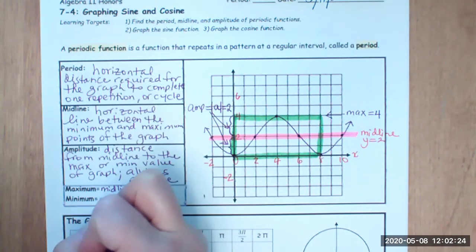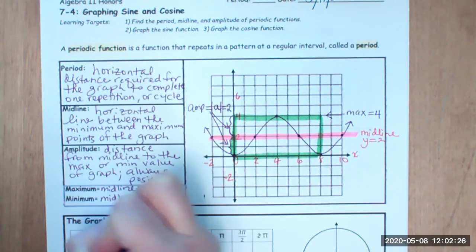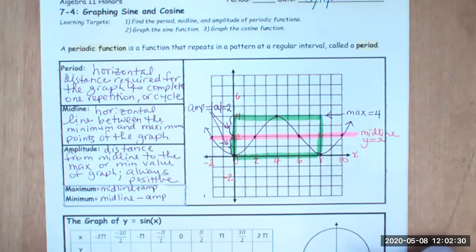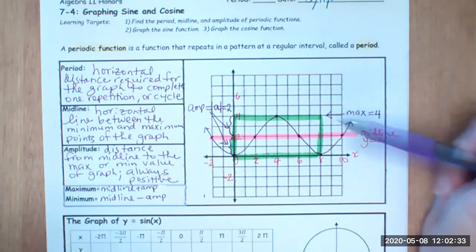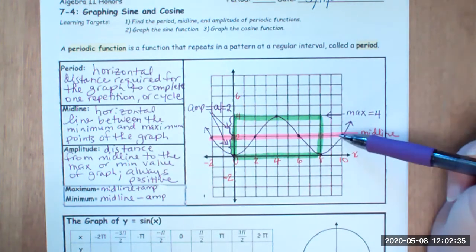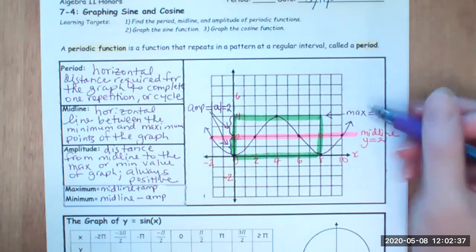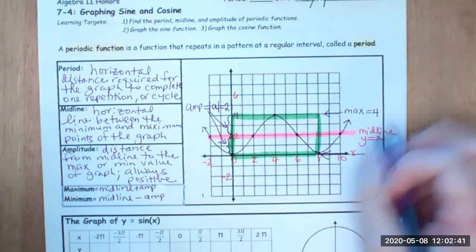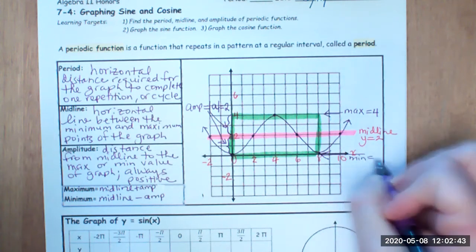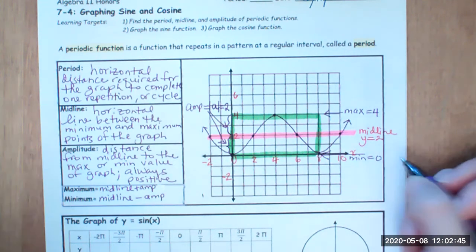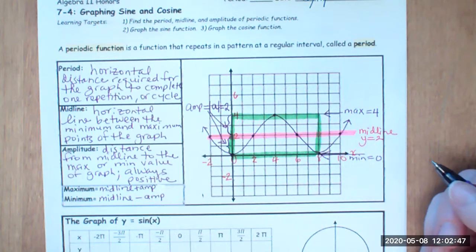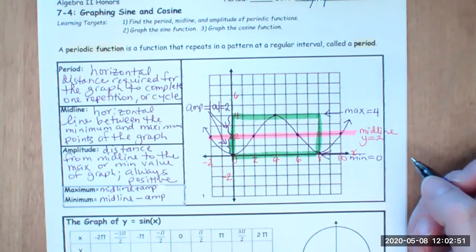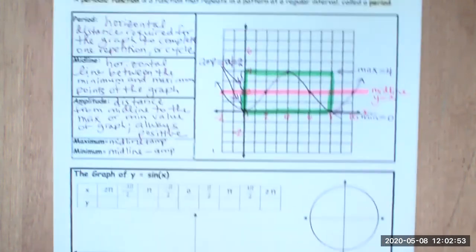Okay, so then we're going to have here the midline minus the amplitude will give us the minimum. So of course, in this particular case, we have the midline is at 2, the amplitude is 2, 2 minus 2 gives me 0, and sure enough, if we look at the graph, the min is equal to 2 minus 2, or 0.